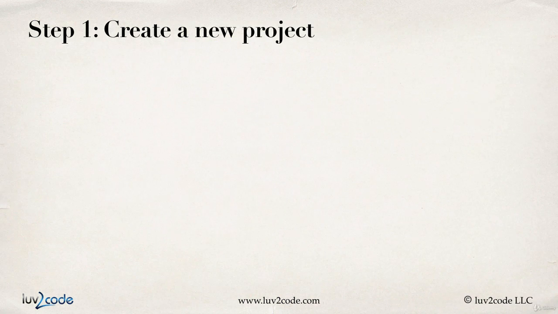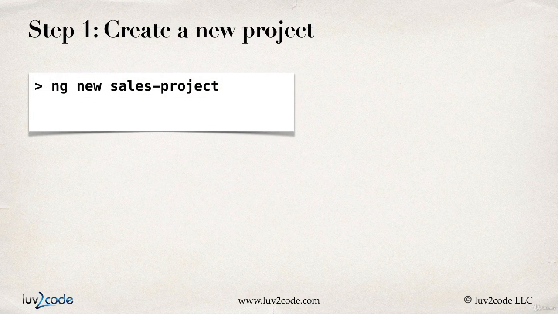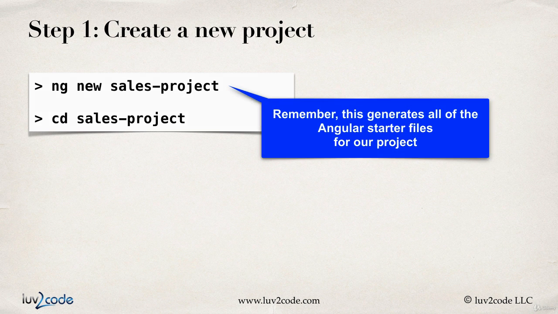Alrighty, so starting here with step 1, creating a new project. We simply use the Angular CLI, we say ng new sales project. And then once the project's created, we simply cd into that directory. And remember, this generates all of the Angular starter files for our project. And we saw an overview of those files in some of the previous videos.